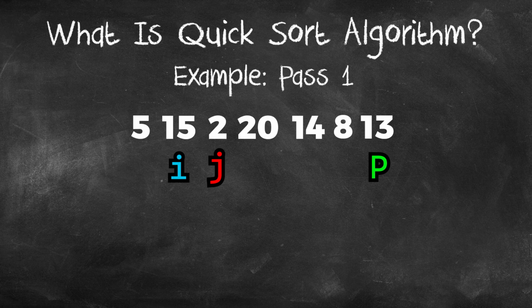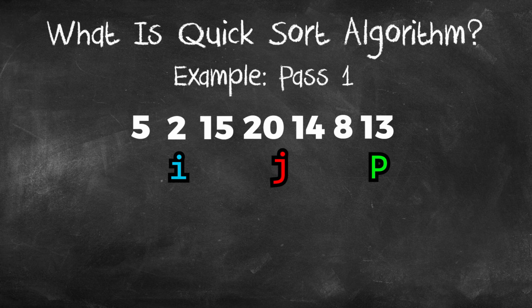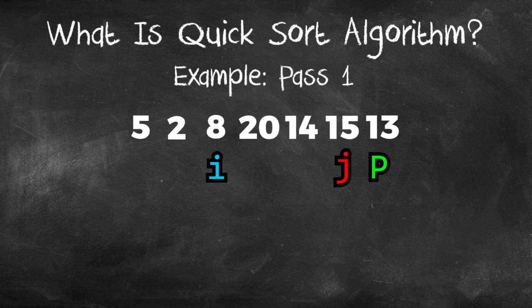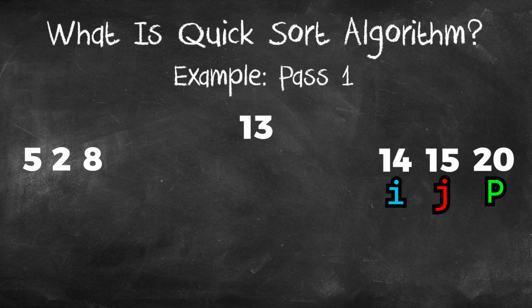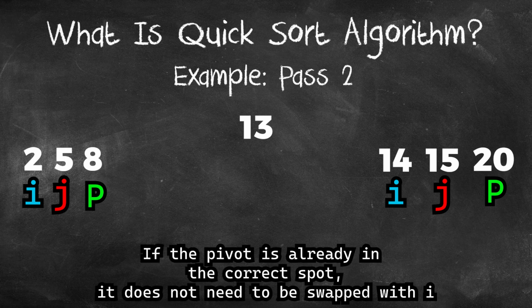Now, you're going to want to swap the elements at positions i and j. Continue this pattern until you've hit the end of the array. Now, you're going to want to swap the pivot with the element at position i. The array will now be broken down into 2 subarrays, and you do exactly what we just did with the original array to these smaller ones. This will continue until both sides are sorted.